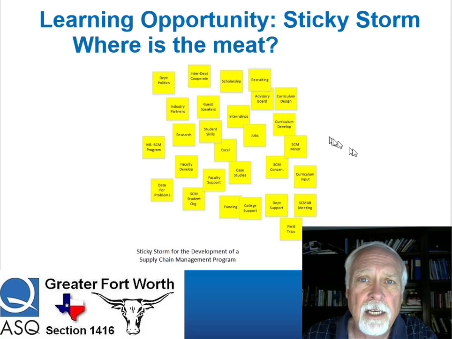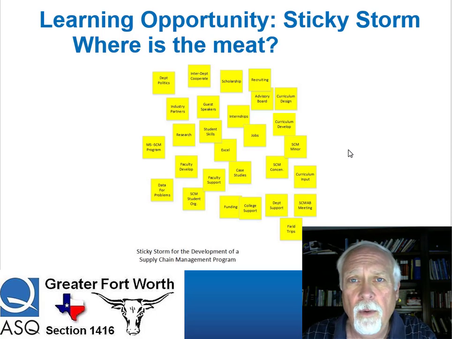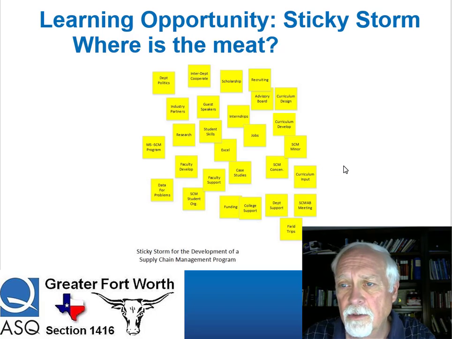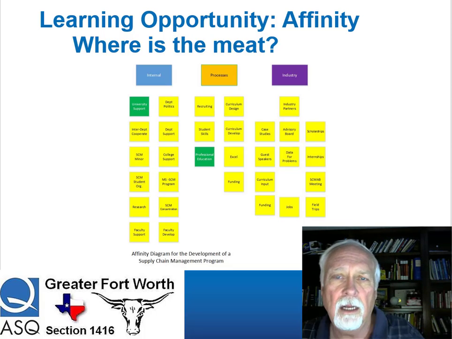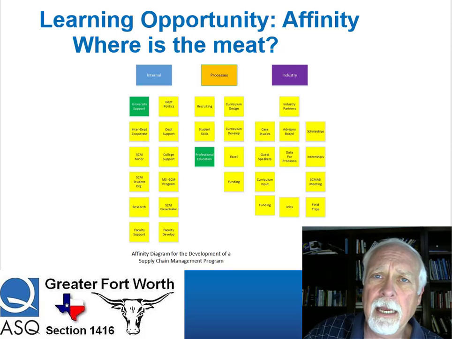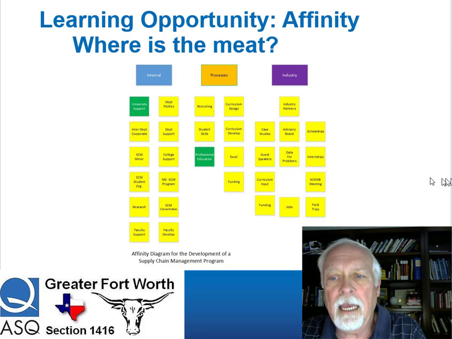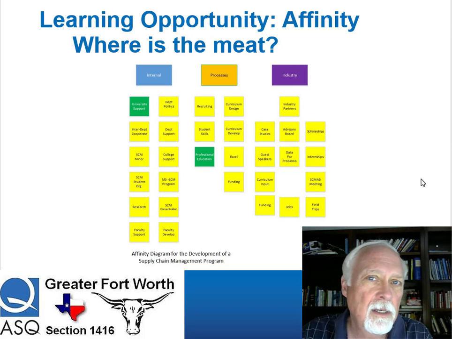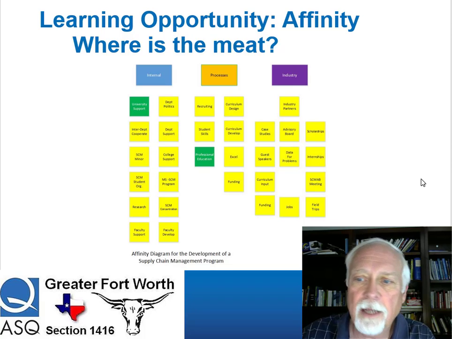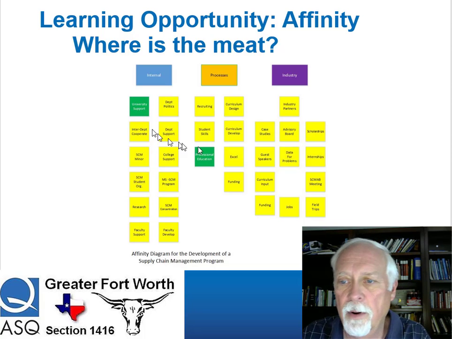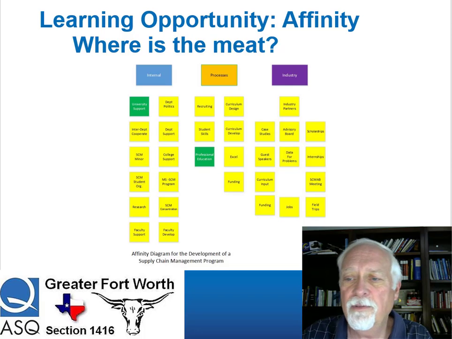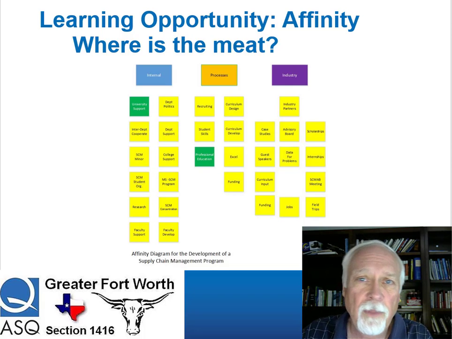This was a sticky storm that was conducted a number of years ago with some of our industry advisors. We came up with this cluster of ideas on sticky notes on a whiteboard. From there, you go to organizing the sticky notes into categories, and this is called an affinity diagram. As you do that, you may notice some ideas you think of just in this process. In our case, we had department support, but we didn't have university support. And in the processes, we didn't have professional education. So we added those just in the process of creating an affinity diagram.